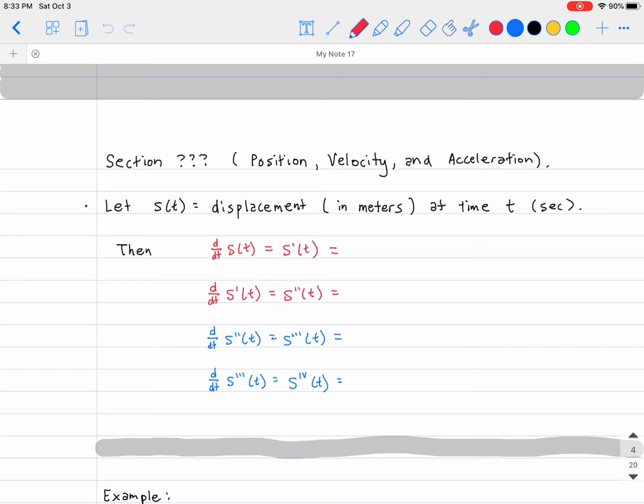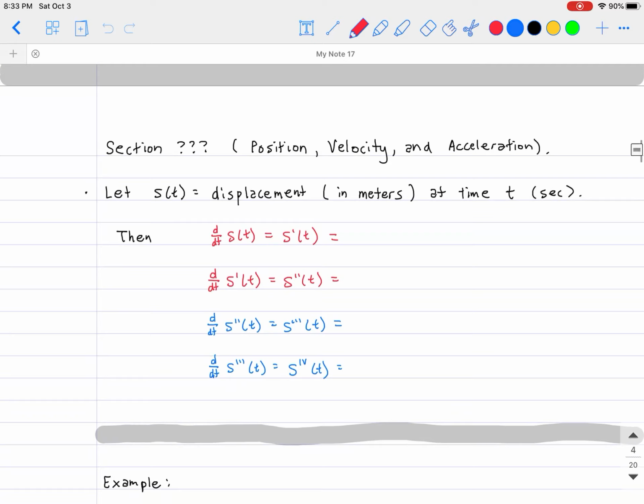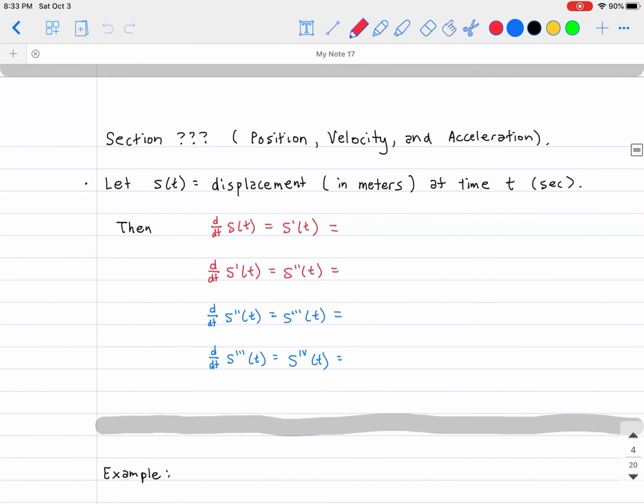Today in calculus, we're going to be talking about position, velocity, and acceleration. These are all the things that you normally find in a physics textbook, but now we're going to look at them from a calculus perspective and how those two things are related to each other.